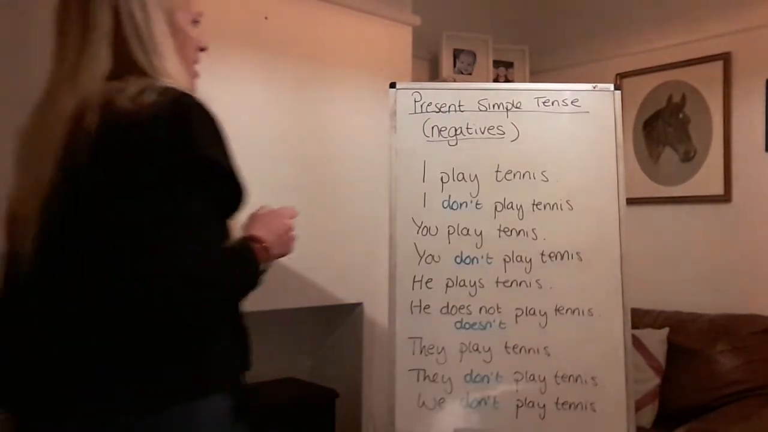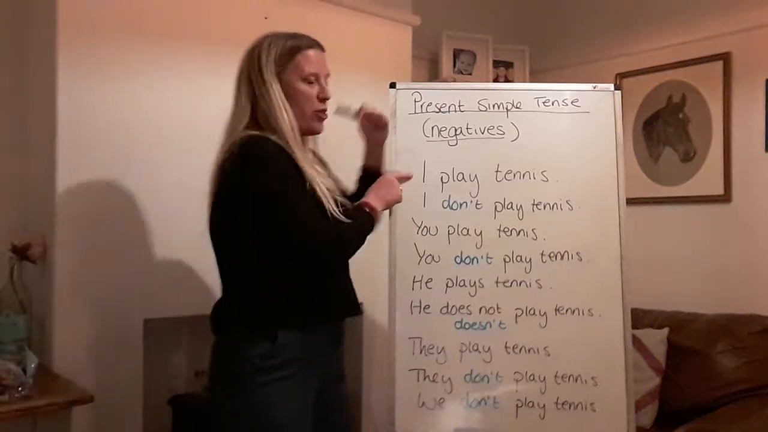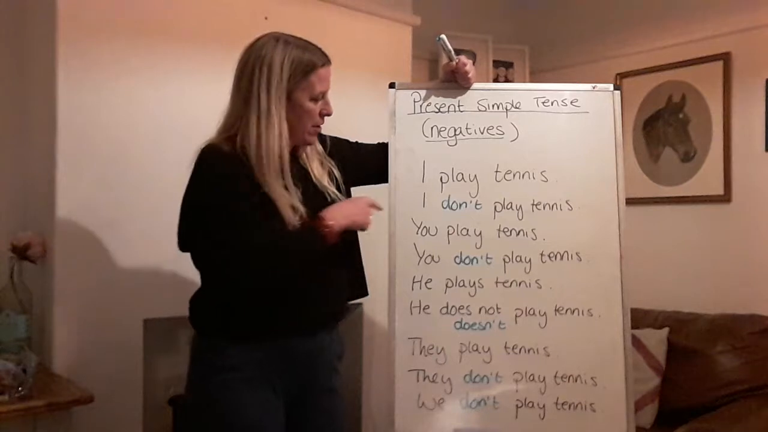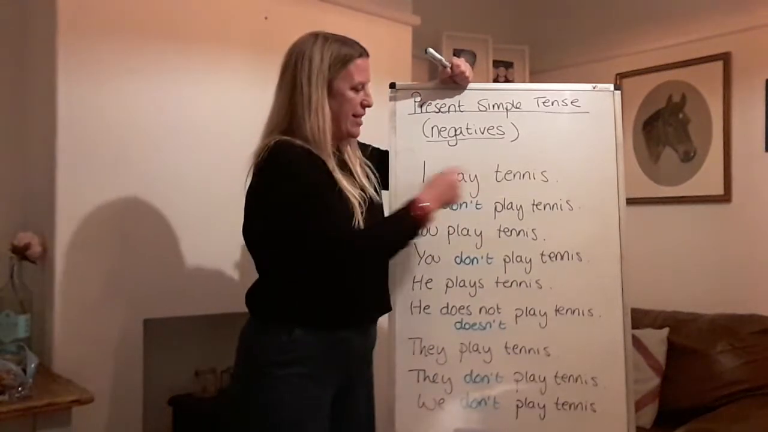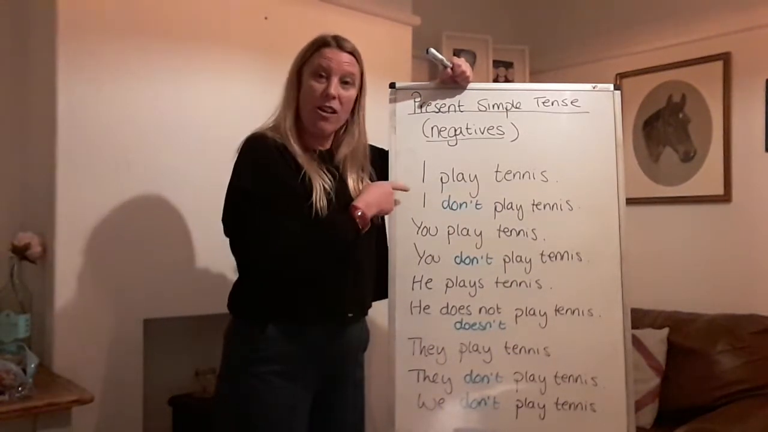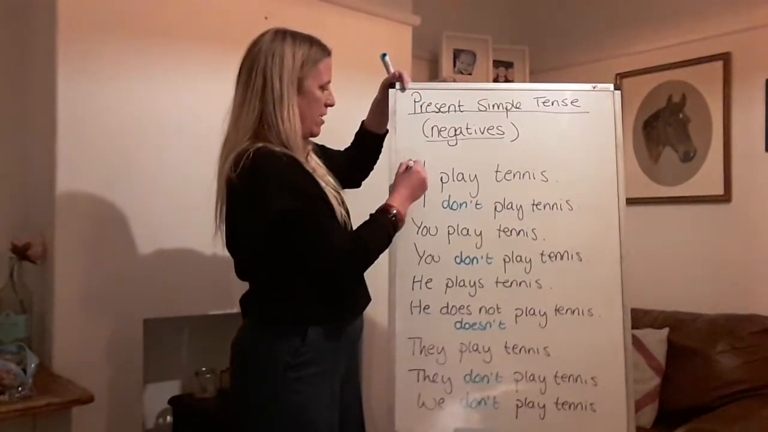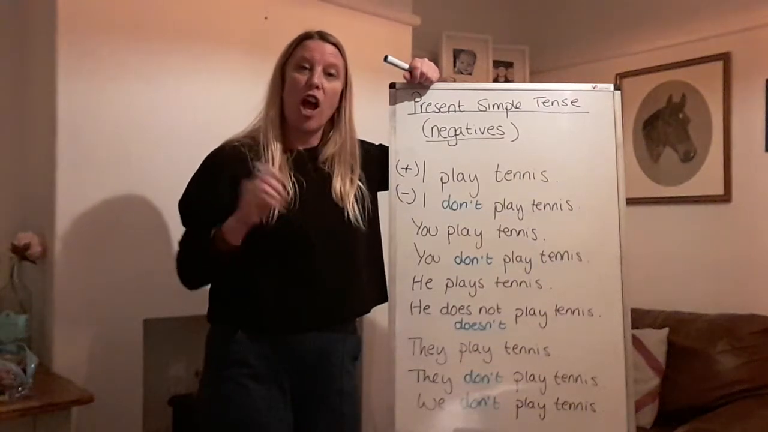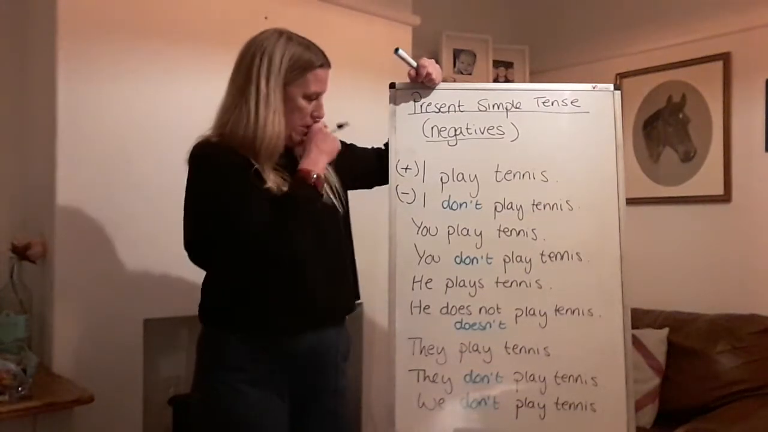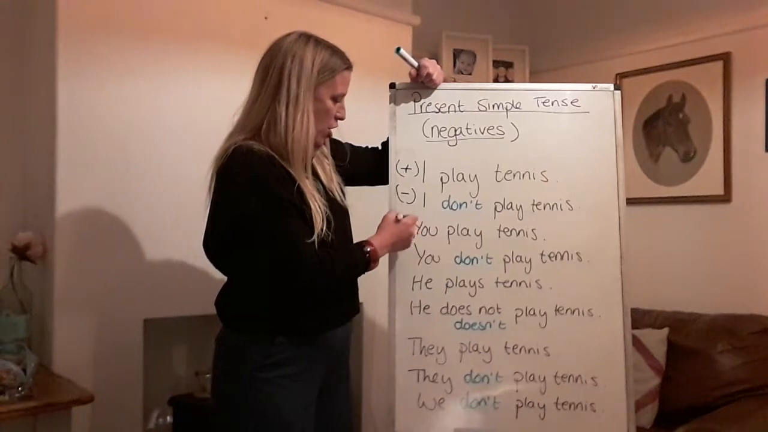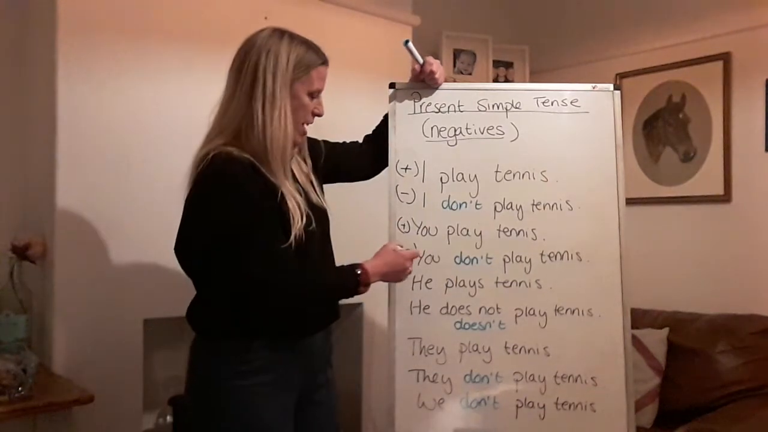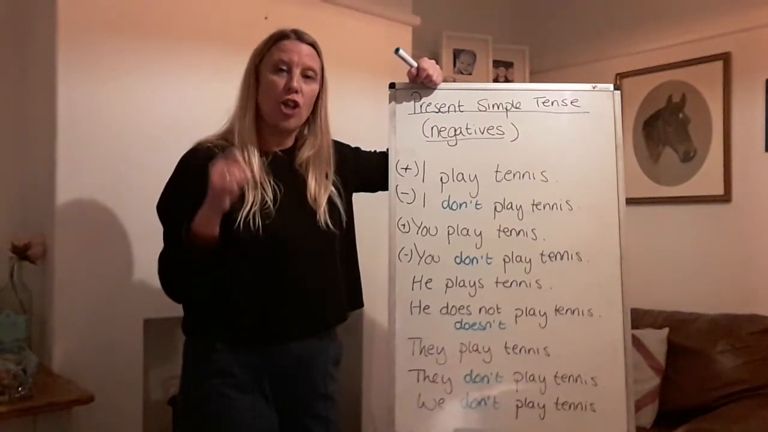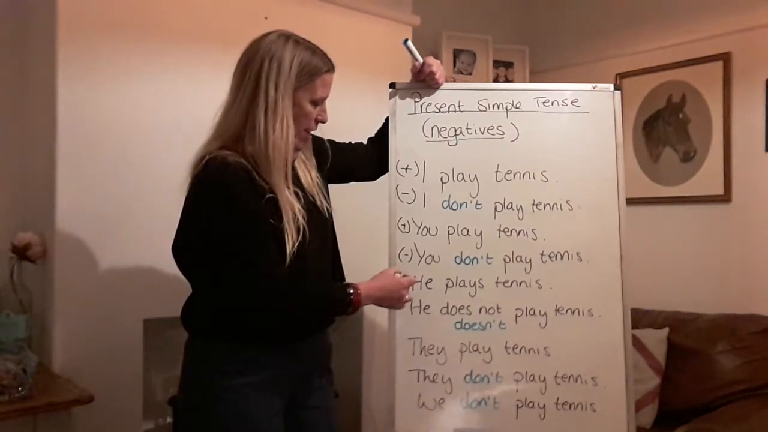Okay, so have a look on the board here for me. We've got our positive present simple sentence: I play tennis. Our negative: I don't play tennis. I do not play tennis. So here's our positive and here's our negative. Here's our positive: you play tennis. Our negative: you don't play tennis. Do not, don't play tennis.